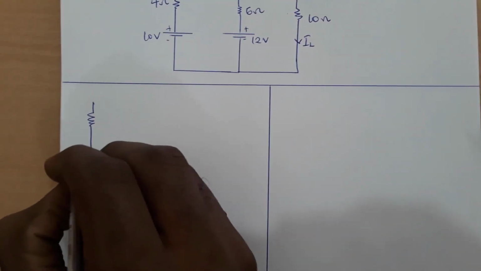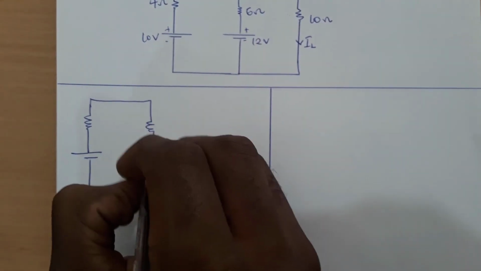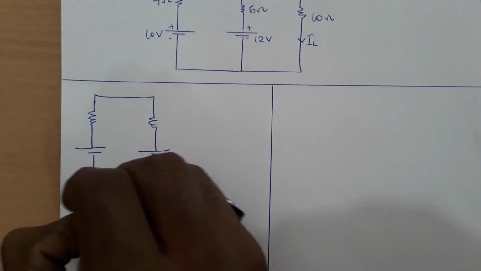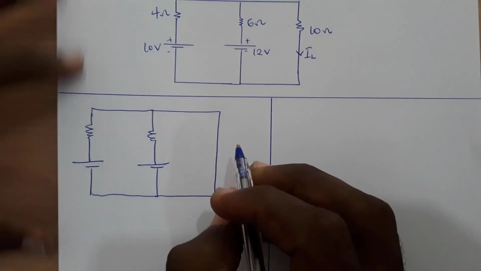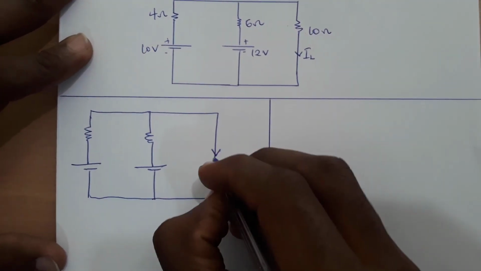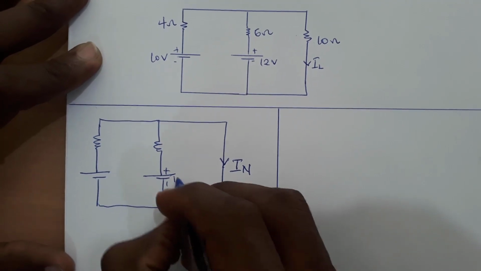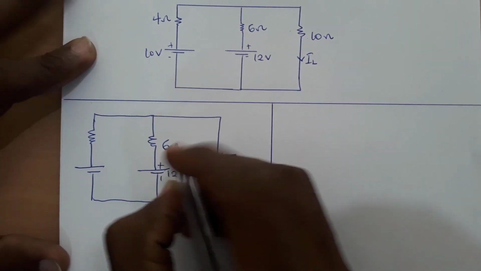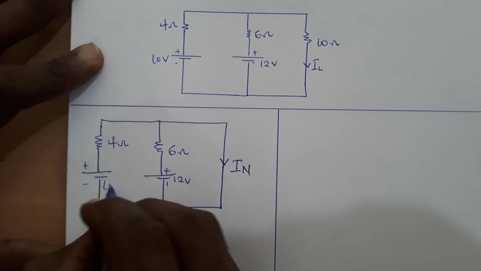This will be the final circuit after you've shorted the place. So it will look like this, and then you will find your short circuit current, that is IN. We have 12 volts here, 6 ohm, 4 ohm, and your 10 volts here.